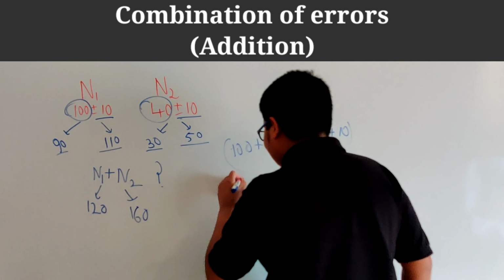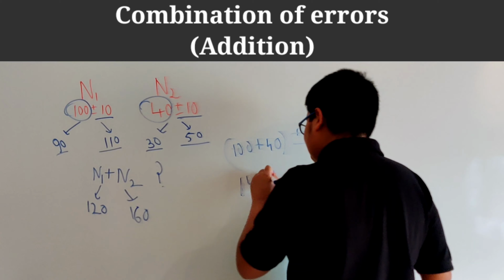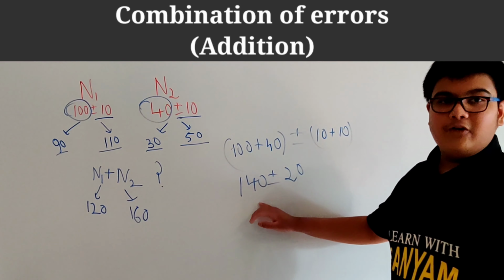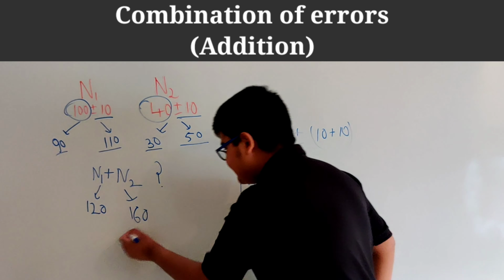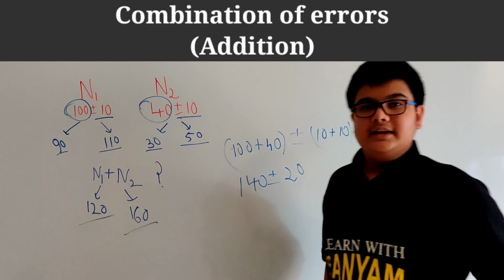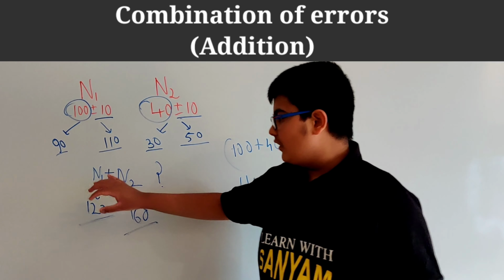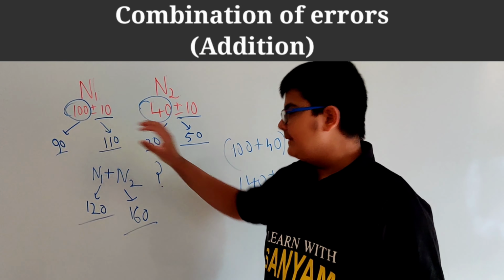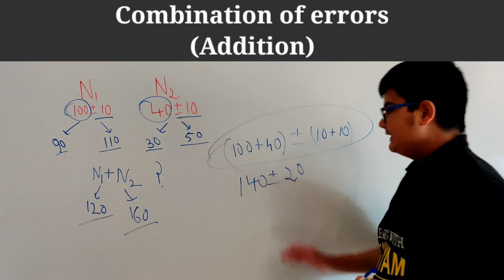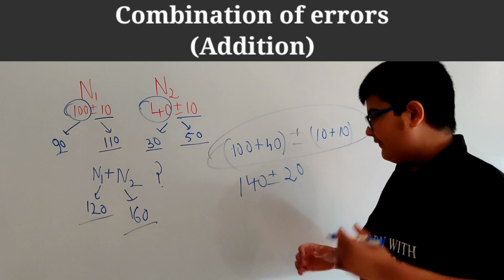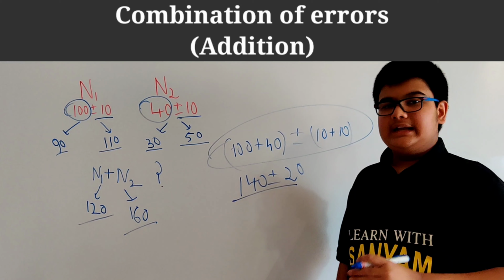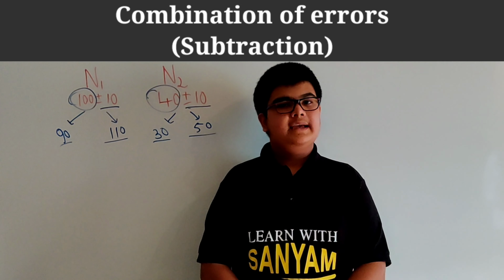So it can be anything between 140 plus minus 20. If it is 140 plus 20, then it will become 160, and if it is 140 minus 20, then it will become 120. Here you can see that we got these values by observing it manually, and this is the formula, and by this formula also we are getting that the final value will be in between these two values, that is 140 plus minus 20.